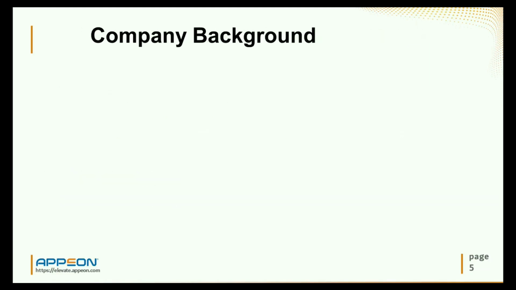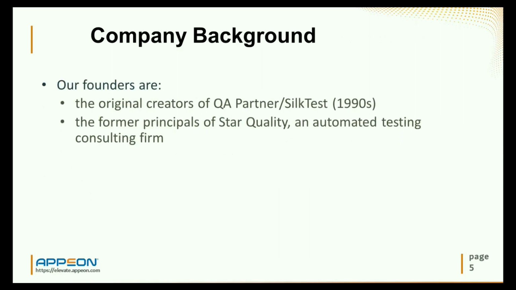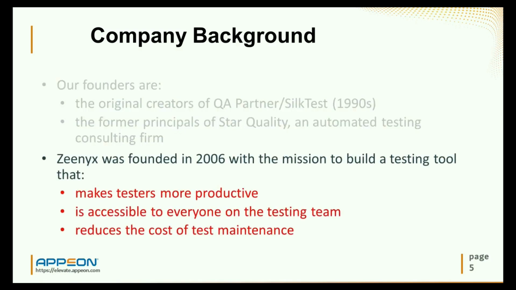Our founders are the original creators of QA Partner and SilkTest in the 1990s. After we left Segway Software, we formed a company called Star Quality, which is an automated consulting firm in the New England area. I mention it because we learned some valuable lessons during that period. When we eventually founded Zeenyx in 2006, we had a mission to build a testing tool that makes testers more productive. What we were finding was that it was taking too long to develop test automation.